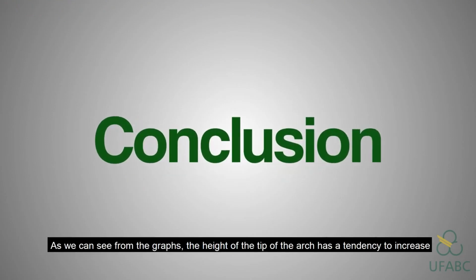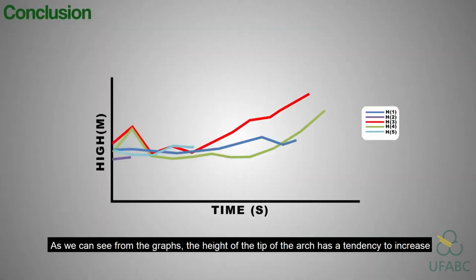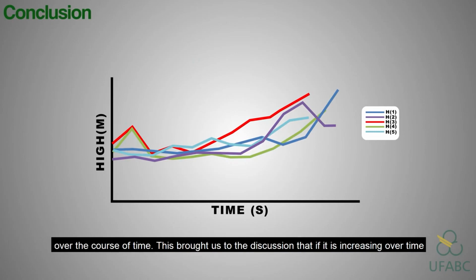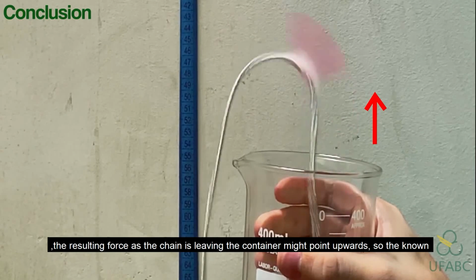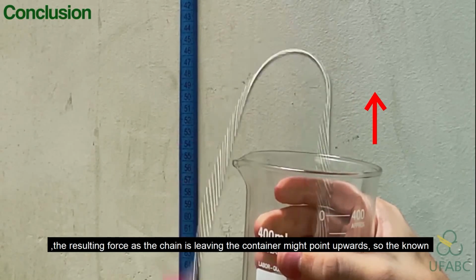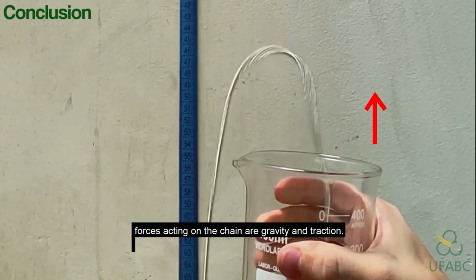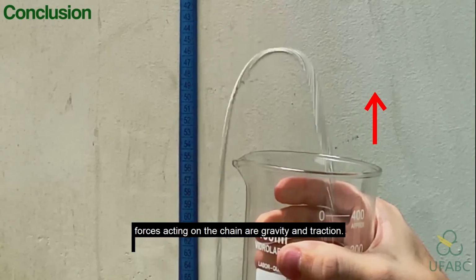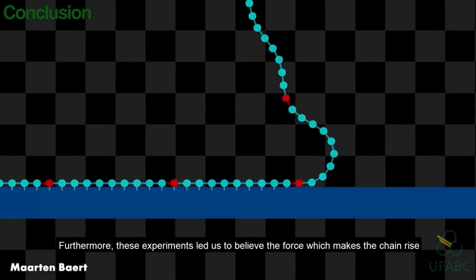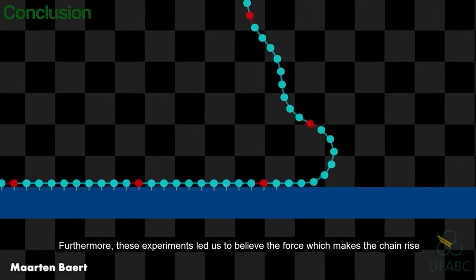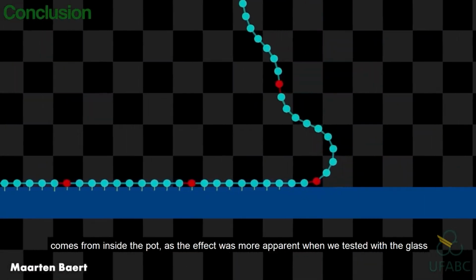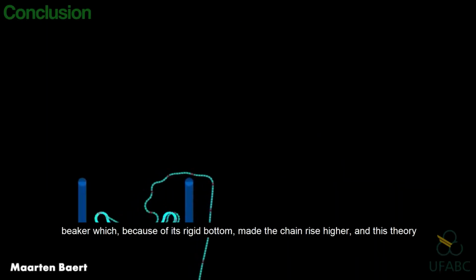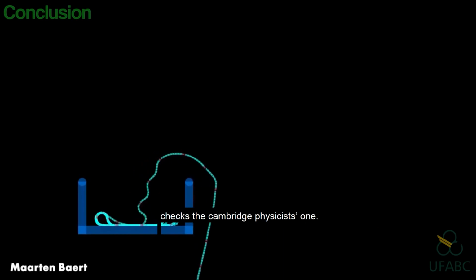Conclusions. As we can see from the graphs, the height of the tip of the arc has a tendency to increase over the course of time. This brought us to the discussion that if it is increasing over time, the resulting force on the chain leaving the container might point upwards, so the known forces acting on the chain are gravity and traction. Furthermore, these experiments led us to believe that the force which makes the chain rise comes from inside the pot, as the effect was more apparent when we tested with the glass beaker, which, because of its rigid bottom, made the chain rise higher, and this theory checks with the Cambridge physicists' one.